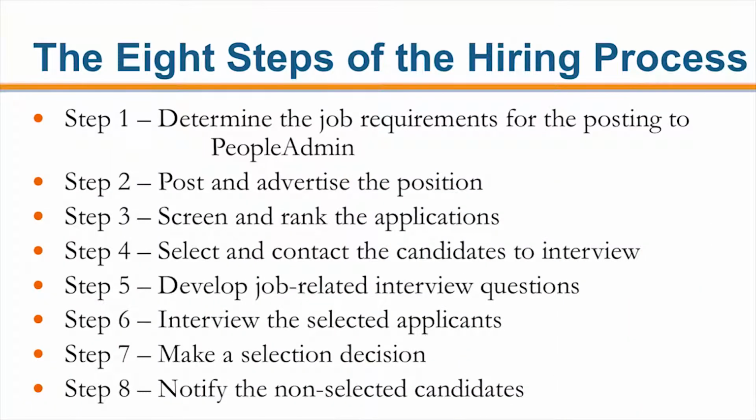Today we will discuss the eight steps in the hiring process. They are: Step 1. Determine the job requirements for the posting to People Admin. Step 2. Post and advertise the position. Step 3. Screen and rank the applications. Step 4. Select and contact the candidates to interview. Step 5. Develop job-related interview questions. Step 6. Interview the selected applicants. Step 7. Make a selection decision. And finally, Step 8. Notify the non-selected candidates.